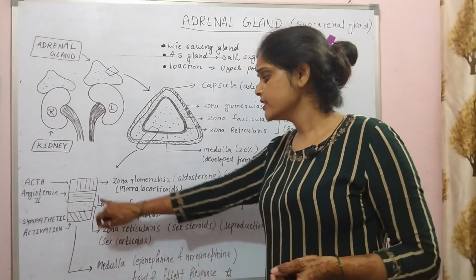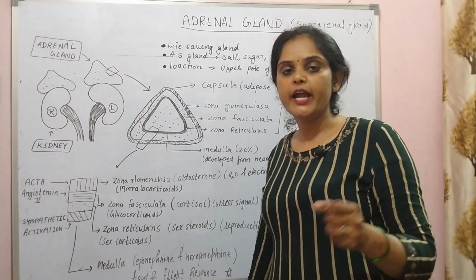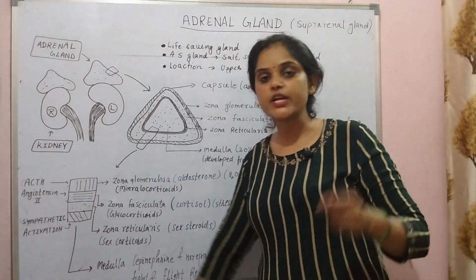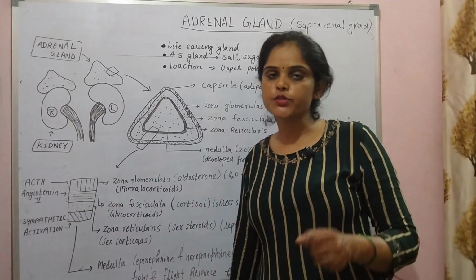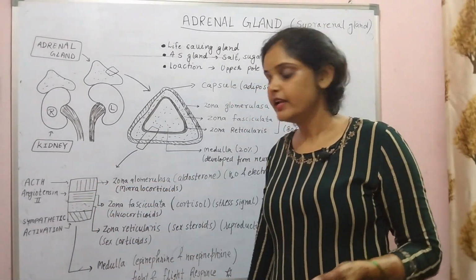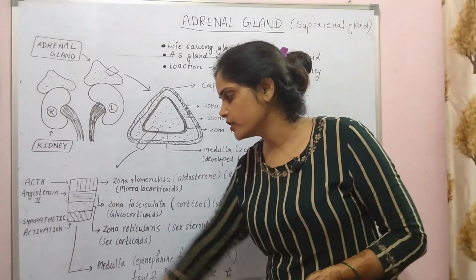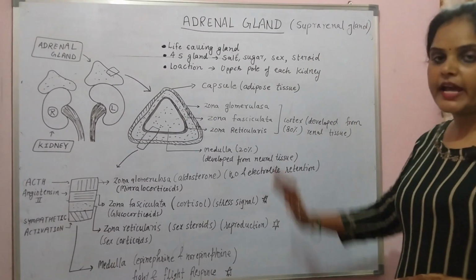Another thing is that the zona glomerulosa is under the control of certain hormones. Those hormones are ACTH, adrenocorticotropic hormone, and another is the aldosterone second. These two control the zona glomerulosa layer, and the medulla region is under the control of the sympathetic nervous system. So it's all about the adrenal gland.